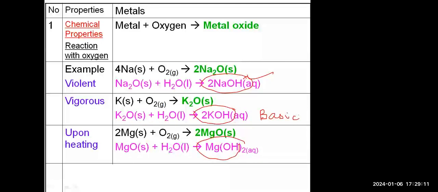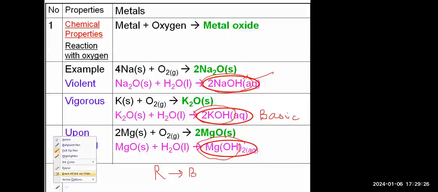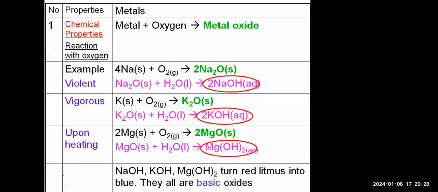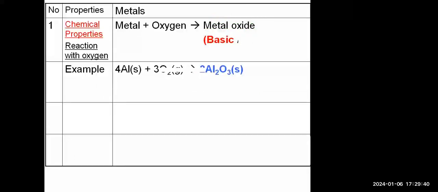We have studied this in the previous chapter. You will get to know that these are basic because litmus paper will turn from red to blue when you bring it in contact with these substances. So it makes it quite clear that they are basic in nature. So one conclusion we can come up with here is that metallic oxides are basic in nature. Metallic oxides are basic in nature, right? Now let us see a few more examples.